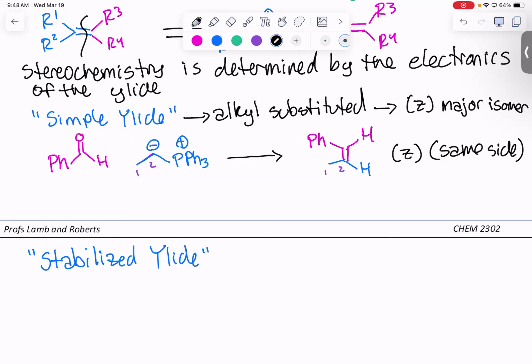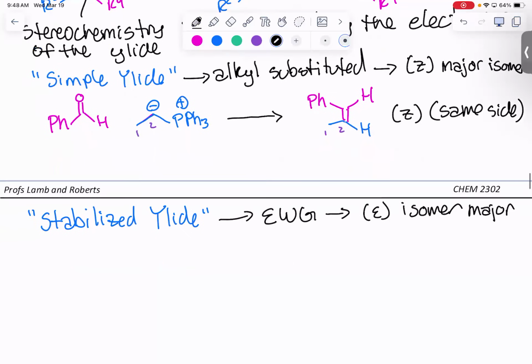All right, a stabilized ylide has an electron withdrawing group. Okay, if we have an electron withdrawing group, we're going to get an E isomer as the major. I say major because sometimes the selectivity isn't perfect. Okay, so let's see what that looks like. Before we had our simple ylide, we just had our ylide with our ethyl group on it. Pretty easy to think about.